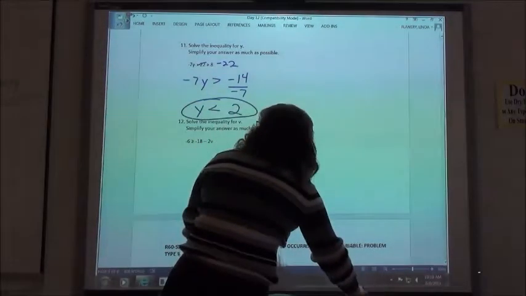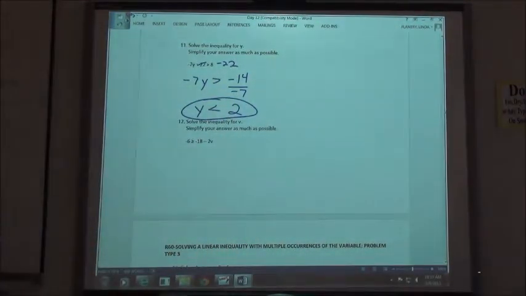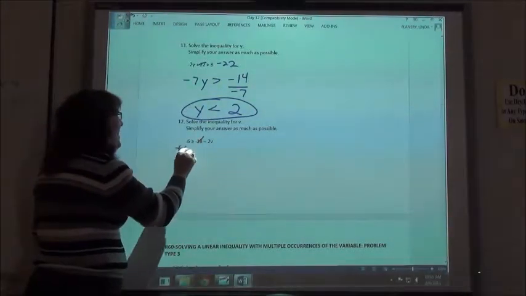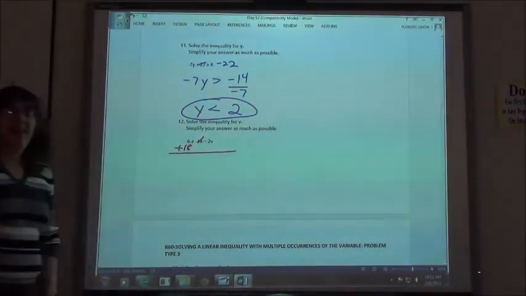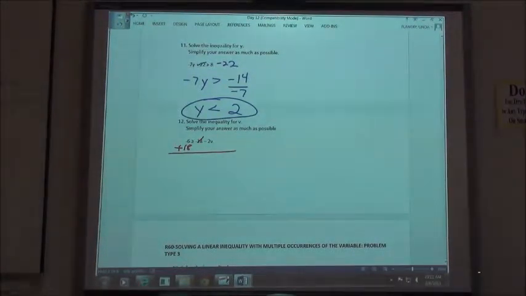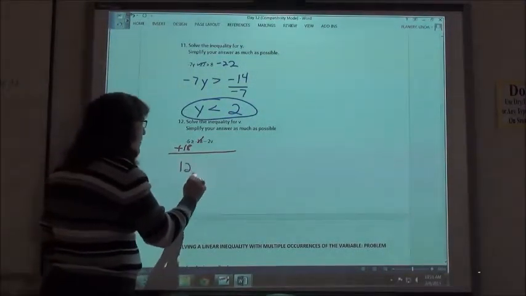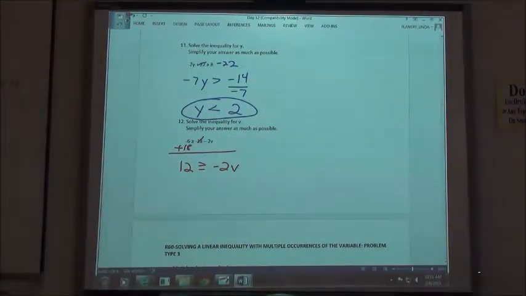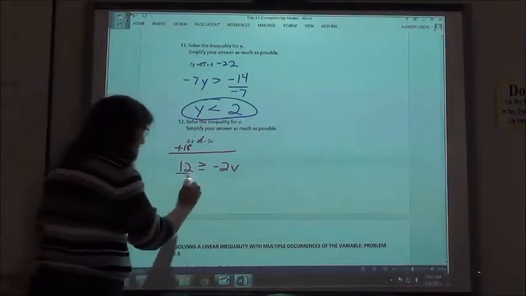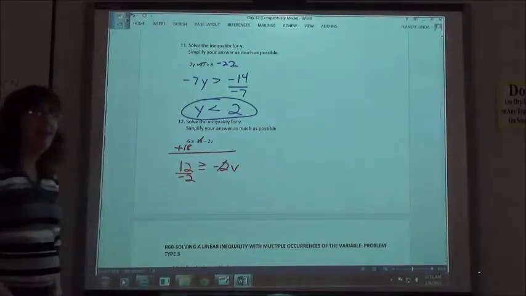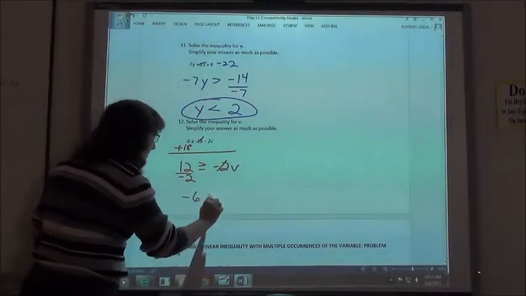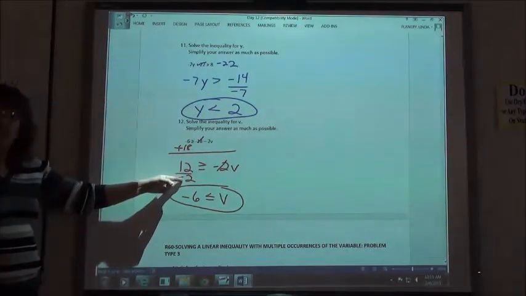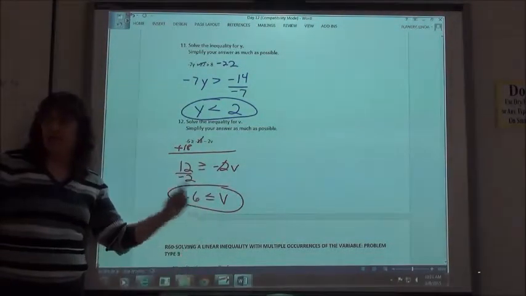So number 12, if I'm going to solve that for v, the first thing I'm going to do is add the 18. Negative 6 plus 18 is 12. So 12 is greater than or equal to negative 2v. Then I'm going to divide by negative 2, and my answer is going to be negative 6 is less than or equal to v. Again, I divided by a negative, so I had to reverse my inequality sign.